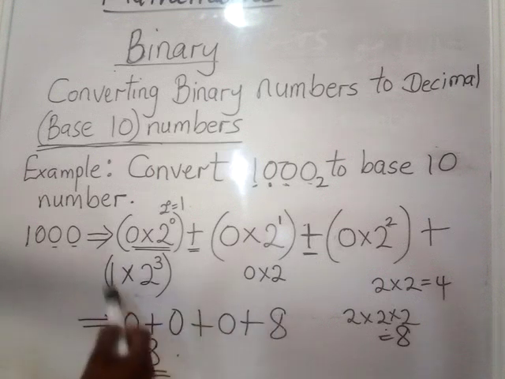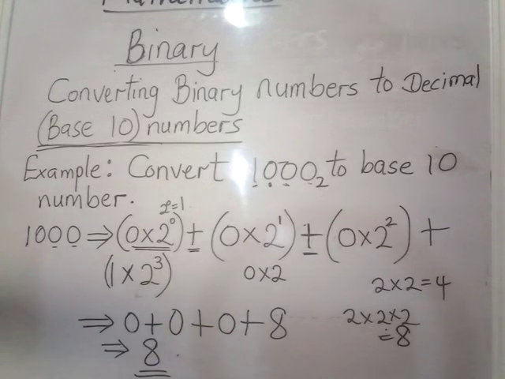And then the last bracket has 1 times 2 to the power of 3. And 2 raised to the power of 3 means 2 times 2 times 2. That's 2 in 3 places, multiplying itself. 2 times 2 times 2. And 2 times 2 is 4. 4 times 2 is 8. So that gives us 0 plus 0 plus 0 plus 8, which leads us to 8 as the answer.